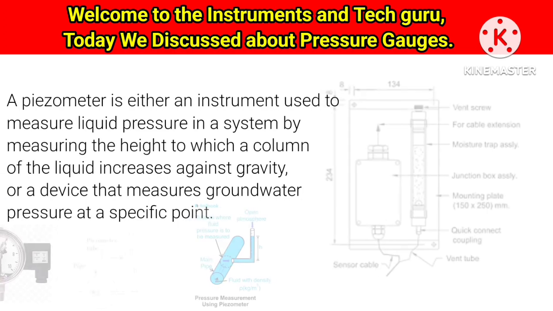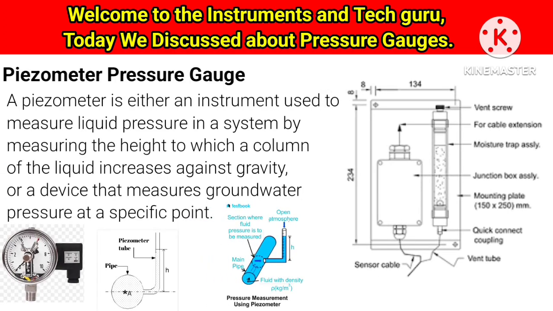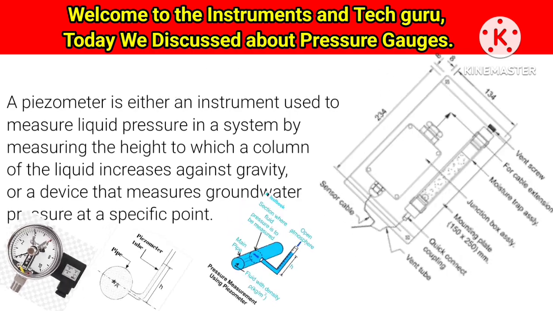A piezometer is either an instrument used to measure liquid pressure in a system by measuring the height to which a column of the liquid rises against gravity, or a device that measures groundwater pressure at a specific point.